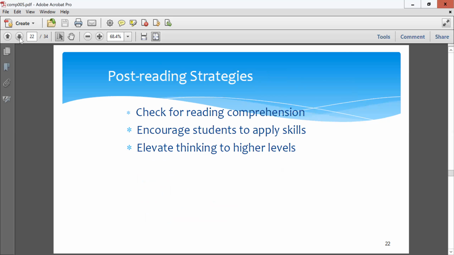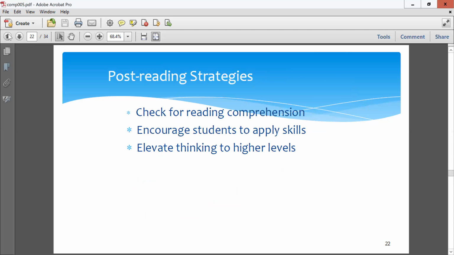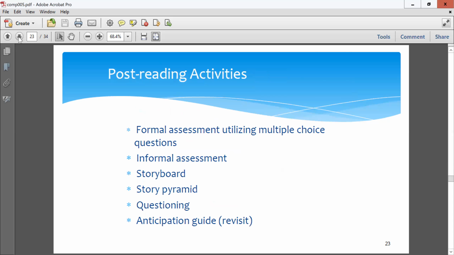And then after reading, obviously checking for reading comprehension, although I definitely recommend doing that as we're reading as well. And then having the students then apply that knowledge or skill will solidify that and make it be internalized. And then elevating thinking to higher levels. So here are some other things to do after reading. Revisiting the anticipation guide, maybe doing a storyboard, also formal assessments. We do have those as well.